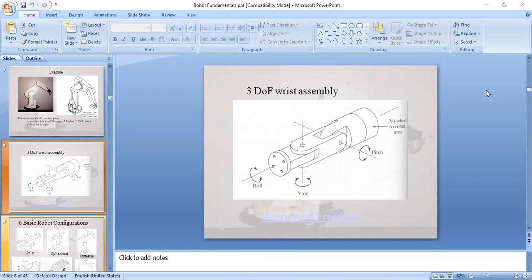These 3 degrees of freedom are nothing but rotational degrees of freedom, and different names are assigned to each degree of freedom. Let us say pitch is rotational movement of this link about the horizontal axis. Then yaw, this is again rotational movement of this second link about this vertical axis. And roll is the third rotational movement of this disc, which is at the end of the robot arm, about this horizontal axis. So roll, yaw, and pitch, these 3 degrees of freedom or rotational movements are assigned to this assembly.